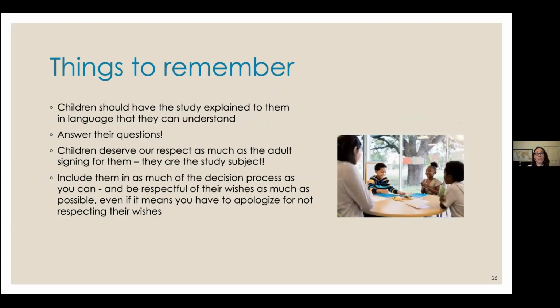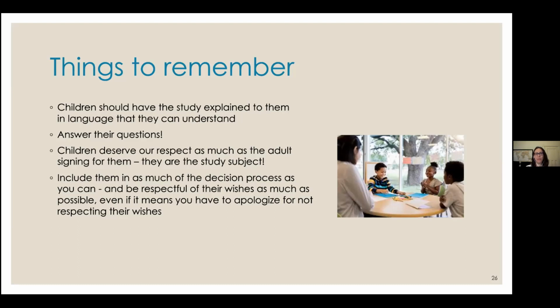So a few things to remember. Like I mentioned, children should have the study explained to them in language that they can understand, and you should answer their questions. Kids have very interesting questions sometimes, questions that adults don't think about, but are pertinent and important. So answer as many of their questions as they have. And of course, treat them with respect, just as much as the adult signing for them, because they are your study subject. And include them in as much of the decision-making process as you can.